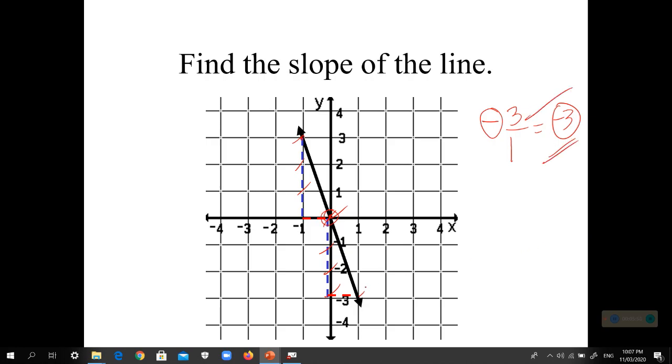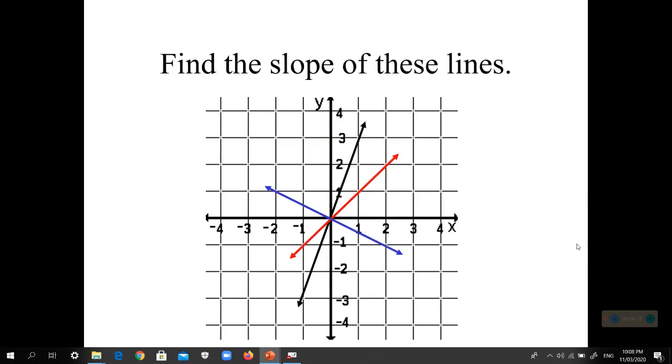Okay? Even if you're going to use these 2 points, so this one and this one, we have here 1, 2, 3, 4, 5, 6. Then your run will be 1, 2. So, 6 divided by 2 is 3. But again, since our line looks like that, you will have here the slope again, which is negative 3.